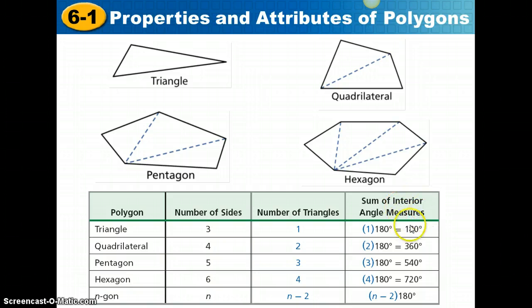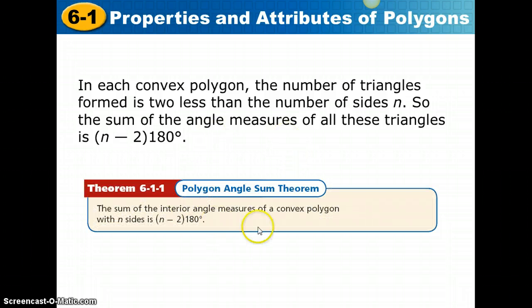So the sum of the interior angle measures of any n-sided polygon is the number of sides minus 2, times 180. So we get this theorem: the sum of the interior angle measures of a convex polygon with n sides is (n minus 2) times 180.